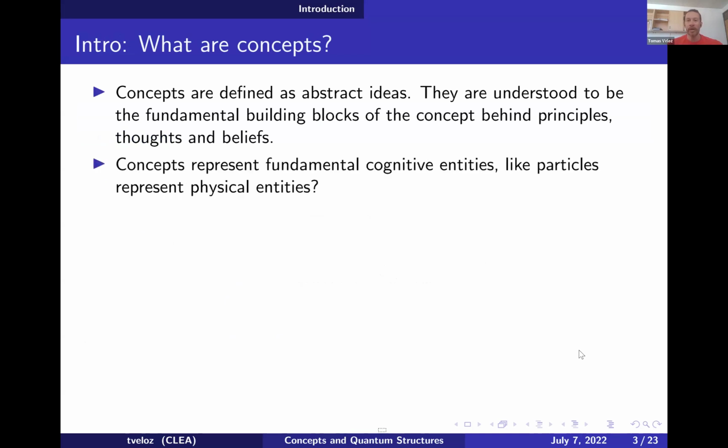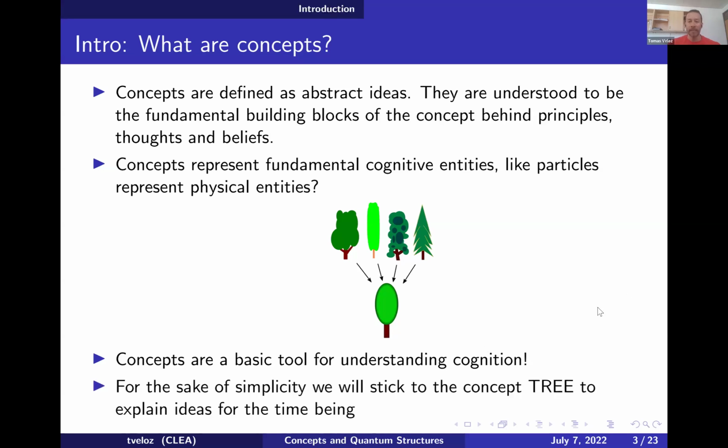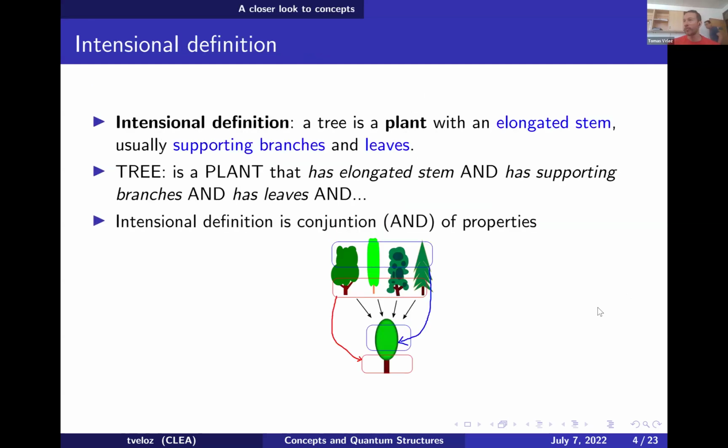We know what concepts are, but they are a basic tool for understanding what we understand as cognition. Cognition requires concepts like the examples here, and they describe the concept of a tree, right? For those who don't know this, I will go fast.